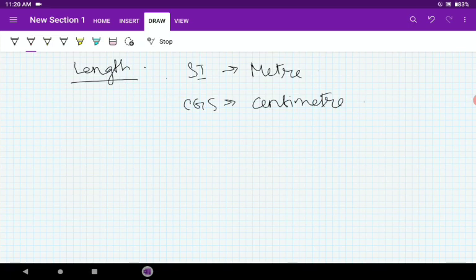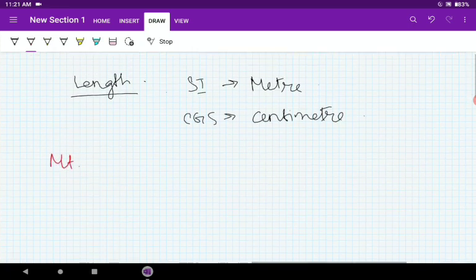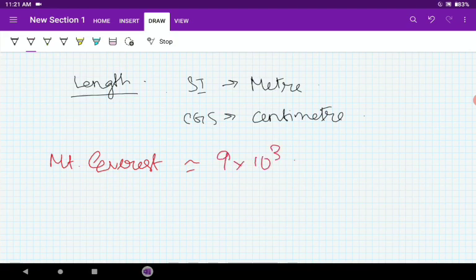Suppose everyone of you knows Mount Everest. What is the height of Mount Everest? It is somewhere about 9 into 10 to the power 3 meters. So tell me, what will be the prefix which we will be using? 10 to the power 3 stands for kilo. So 9 kilometer. Similarly, the distance between Jalpaiguri and Siliguri is measured in kilometers. It is around 45 kilometers.